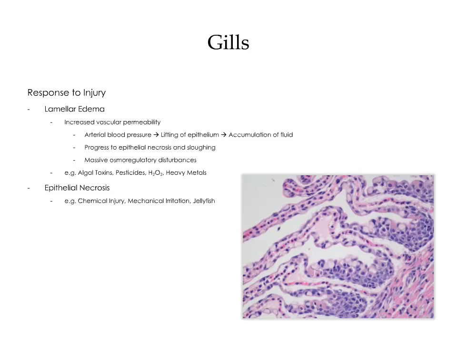Potential causes of increased vascular permeability include algal toxins, pesticides, hydrogen peroxide, and heavy metals. Causes of epithelial necrosis include chemical injury, mechanical irritation, and jellyfish stings. The image at the bottom right is an example of lamellar edema. You can see a pale pink fluid accumulating between the lifted lamellar epithelium and the lamellar capillary.